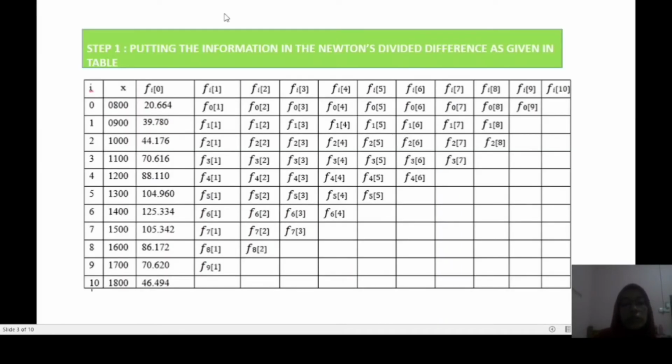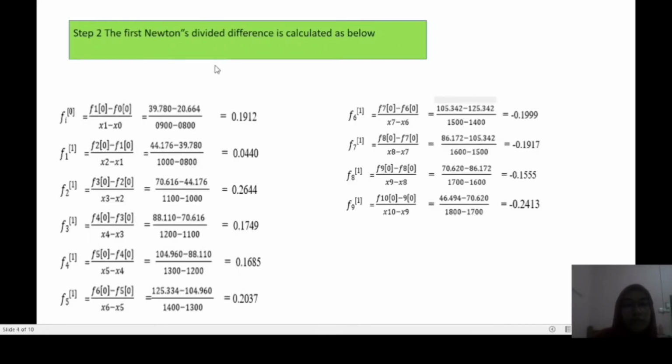Okay, for doing the manual calculation, first, step 1, putting the information in the Newton divided difference as given in the table. For step 2, the first Newton divided difference is calculated as below. Based on the formula, we put the value. For F01, we get the result 0.1912. F11, we get the answer 0.0440. F21, we get the answer 0.2644.